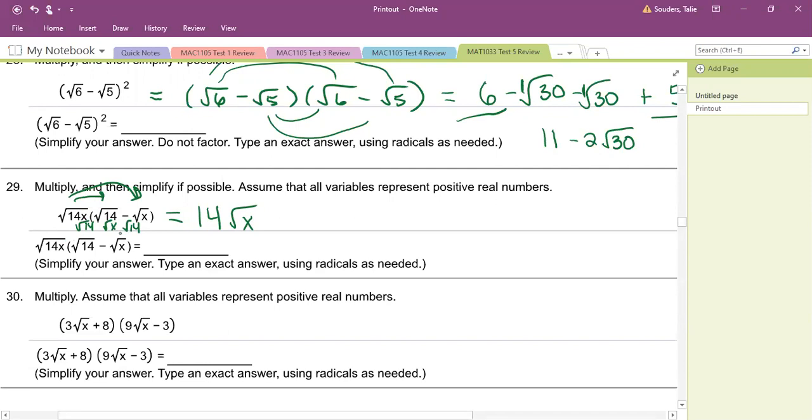Okay, now we have to distribute it again. And this time, what happens? The x's cancel out, so the x comes outside, right? Because you end up having two x's. That time you had two 14s. This time you have two x's underneath the radical. So an x comes out, and then you're left with the square root of 14. Any questions there?